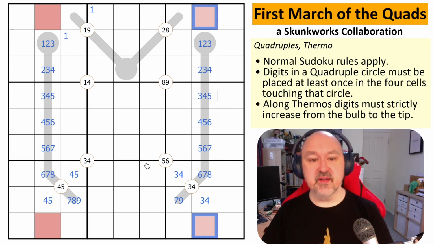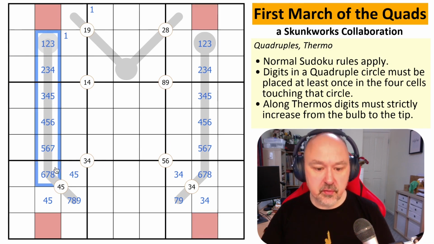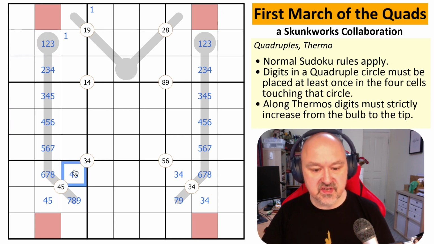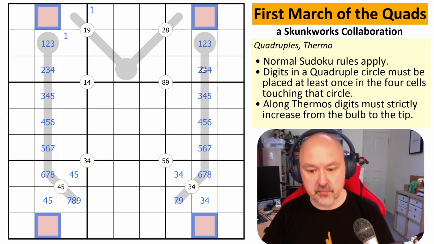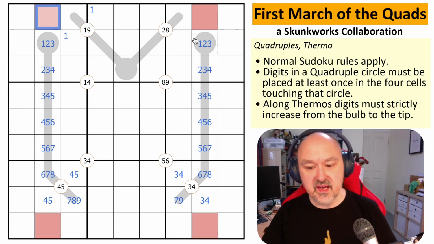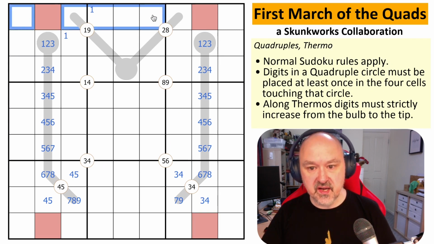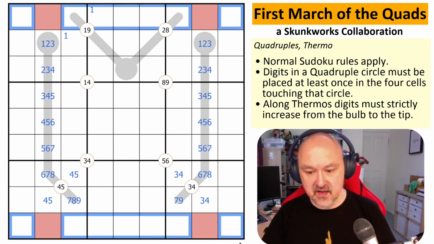Okay, how to explain this? So, 9 cannot go on this thermo because 9 can only go at the end of a thermo. And because of this 4-5 clue, 9 cannot go here. So 9 must go in one of these two cells. The same is true over here. 9 cannot go anywhere on a thermo that's not at the end, and because of the 3-4, it can't go there. So 9 has to be in one of those. Now, if you put a 9 here, it knocks the 9 out of this cell and puts a 9 here. So under that circumstance, you cannot put a 9 into any of those cells up here or those cells down here. The same is true in reverse.